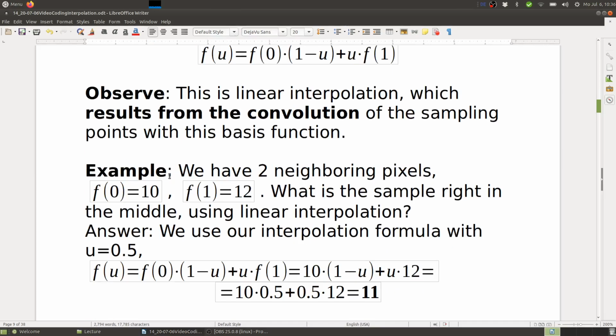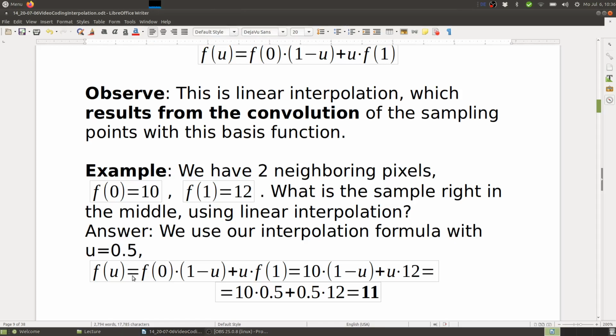Yeah, so here's an example with numbers. We have two neighboring pixels, f0 is 10 and f1 is 12. What is the sample right in the middle using linear interpolation? Answer: we can use this interpolation formula with u equals 0.5. So this is exactly the middle point.